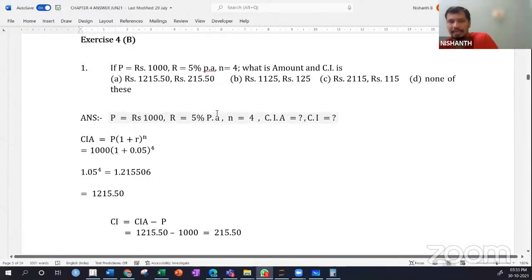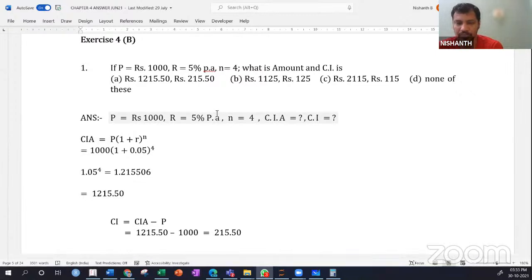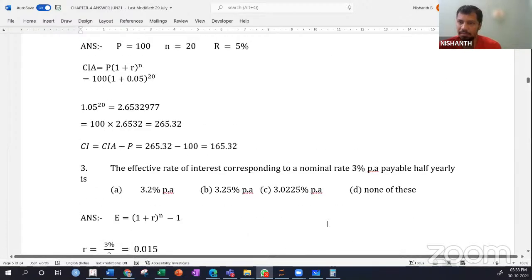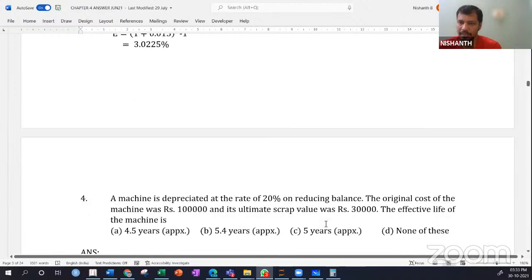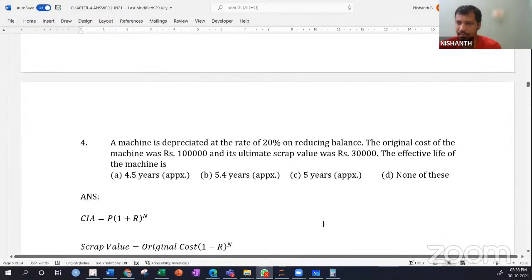This calculator, are you guys comfortable? 1.05 to the power 4, how do you find that? Are you guys comfortable? Okay, so that's a major area of concern. Then there is one more, the trial and error method, which I need to check.